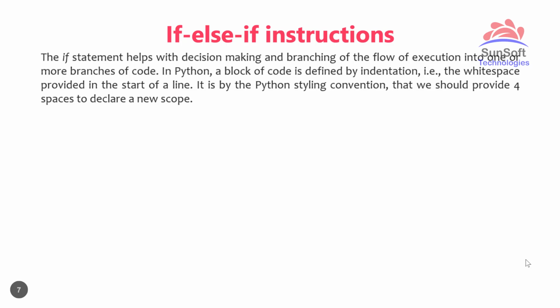So now in Python, a block of code is defined by indentation. So the white space provided in the start of a line. And now it is by Python styling convention that we should be using 4 spaces. So now when we are going to use IDEs, then they are going to provide these styling conventions by themselves, but we should know about them as well.